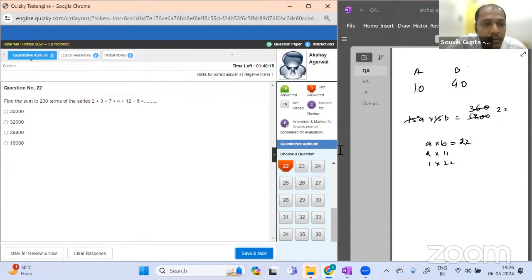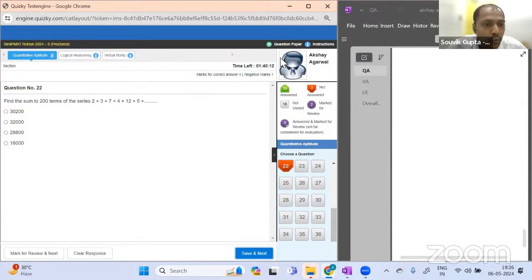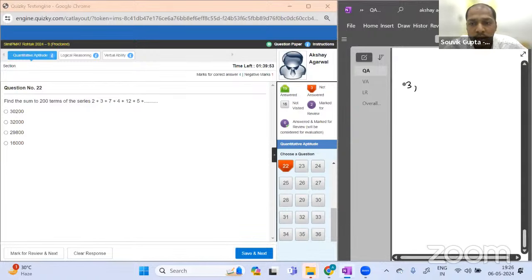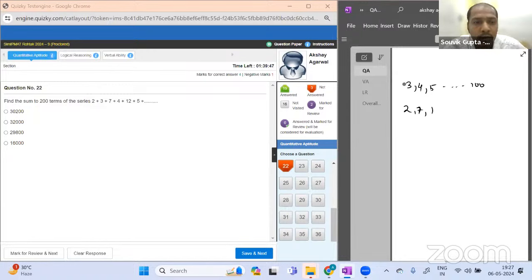Find the sum of 200 terms of the sequence 2 plus 3 plus 4 plus 7 plus 12. Okay, 2 plus 7 plus 12 is an alternate series, and 3 plus 4 plus 5. So 3 onwards, 3, 4, 5, 100 terms, and 2, 7, 12, 100 terms. So 100 terms over here would go up to 102, then 105 into 50.